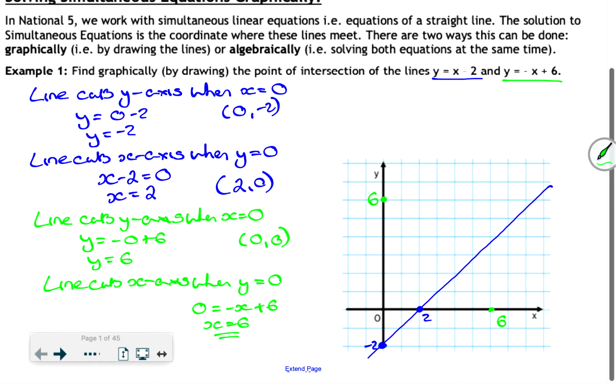Now, forgive my slightly dodgy graph skills. You know what I'm like. It should be cutting through that point there. I'm sure you've done it a lot better than I can. So it's cutting there. And if we see what coordinate that is, count along, then up. 1, 2, 3, 4, up 2. So it cuts at the point 4, 2.